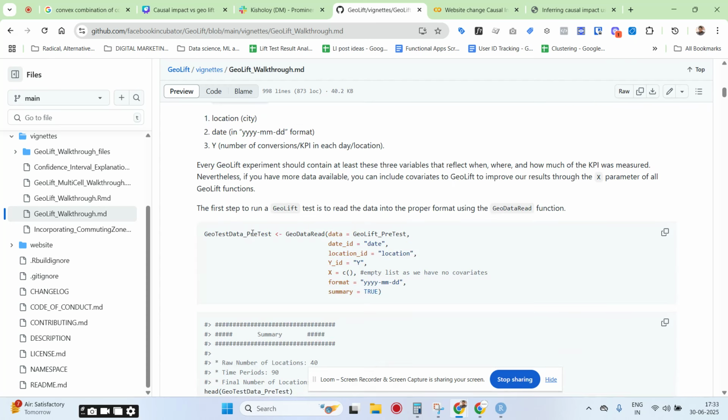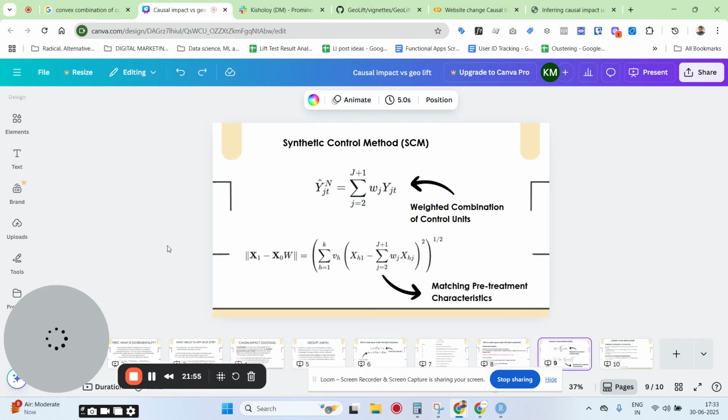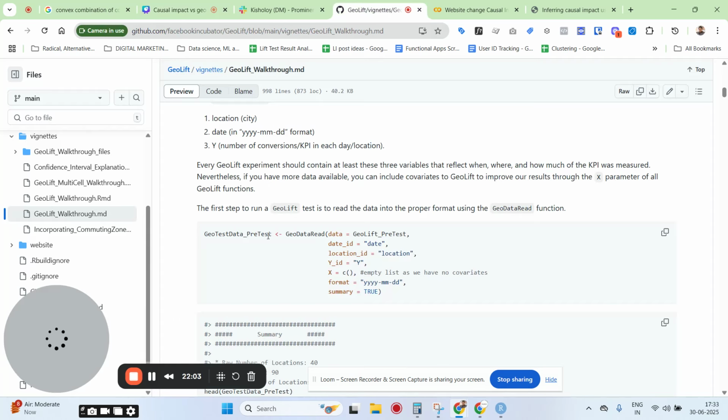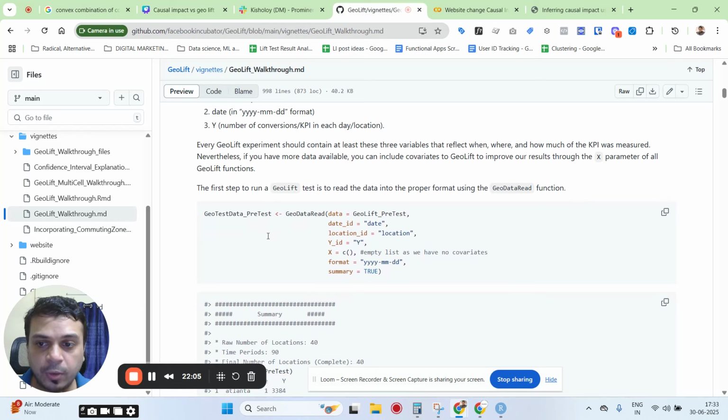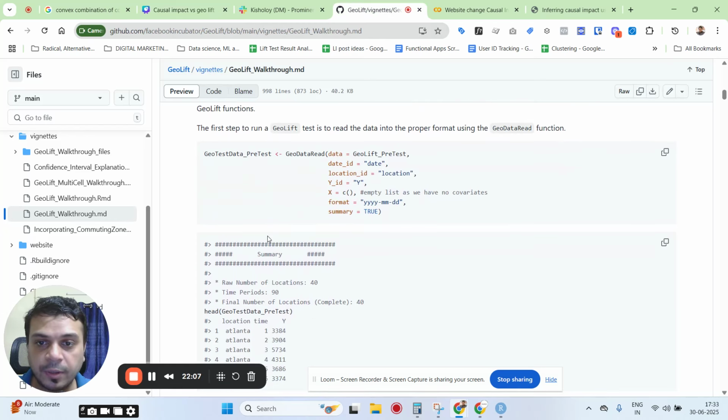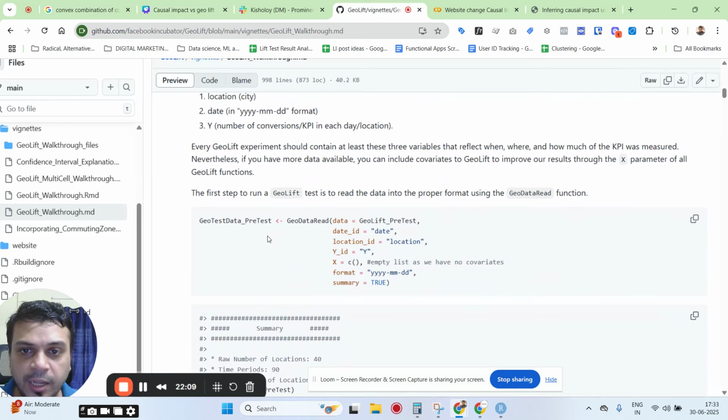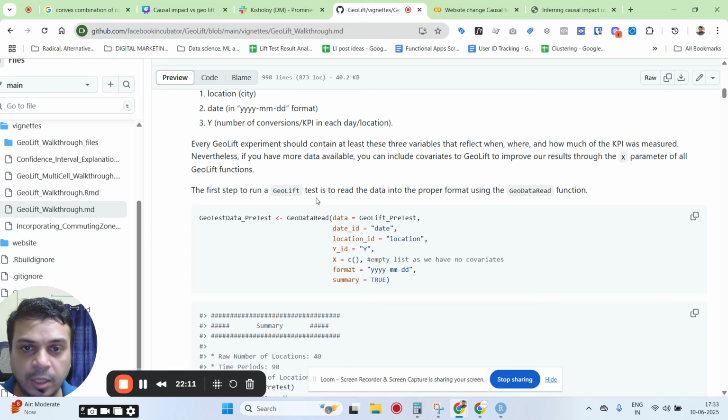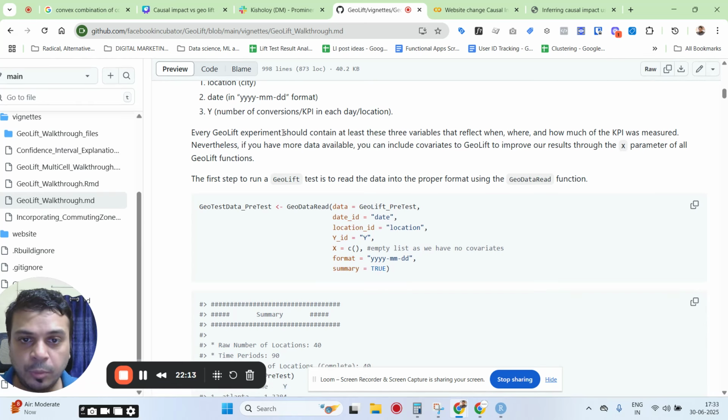The idea about GeoLift, remember, is to carry out a geo experiment. Your geo experiment is going to tell you whether or not there is any causal difference between the holdouts and the test geos, or whether the intervention is causally significant. So the first step is to run a GeoLift test, and you basically load the geo pre-test data.